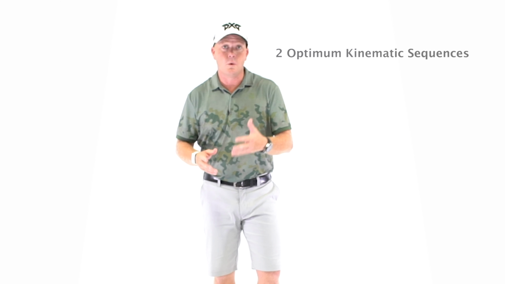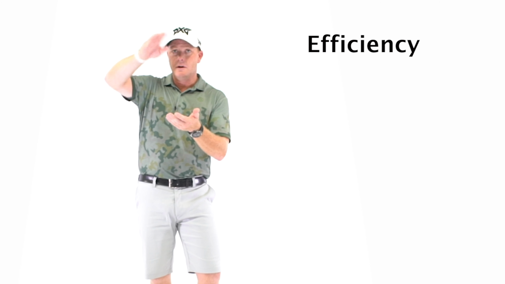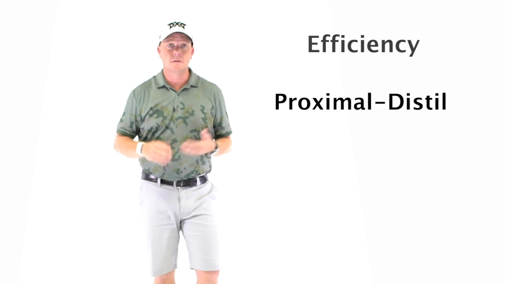Over the last few years, as we've got more data, more captures from younger PGA Tour players, we're starting to see a little bit different pattern emerge. So we really feel as though there's two optimum kinematic sequences. One for efficiency, which we've been studying and working on for years, and that's that proximal to distal deceleration. But when we take a look at what we're seeing with a lot of these new players, we see where the arm actually decelerates a little bit earlier.